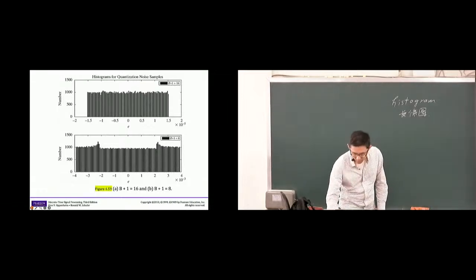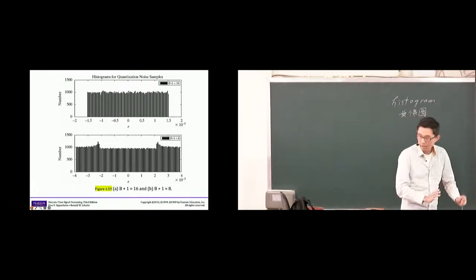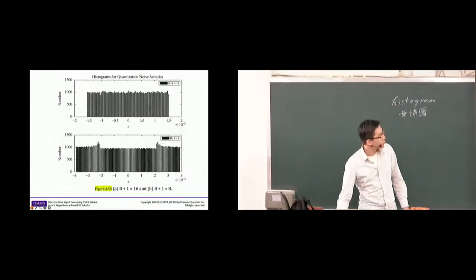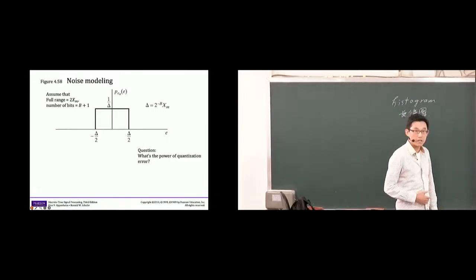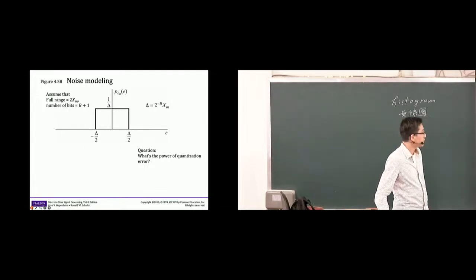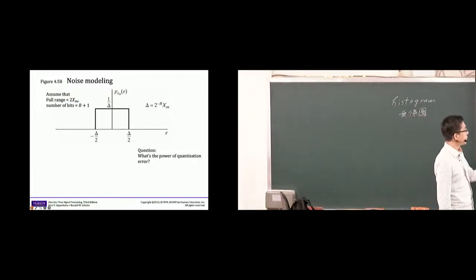So that's an example. There's at least one notion of randomness: we can consider the distribution. Distribution is important because if it really is uniform, then we can easily calculate the noise power. That's a great thing to do. So here is the way we model the distribution.